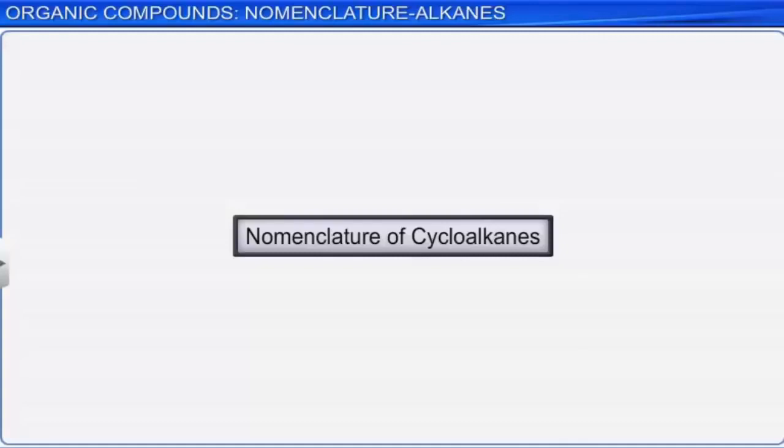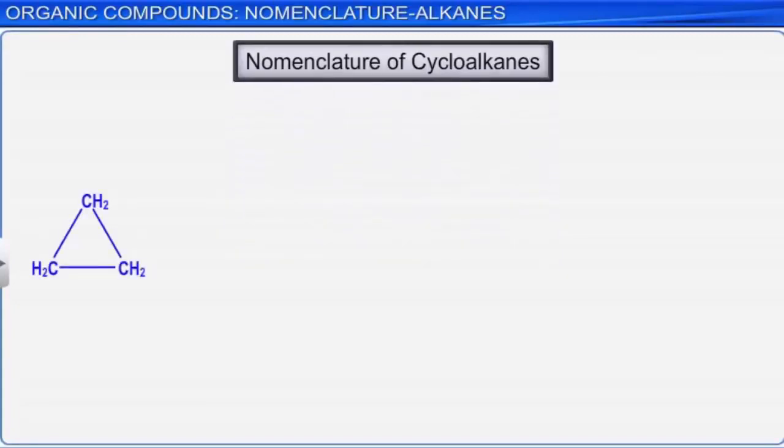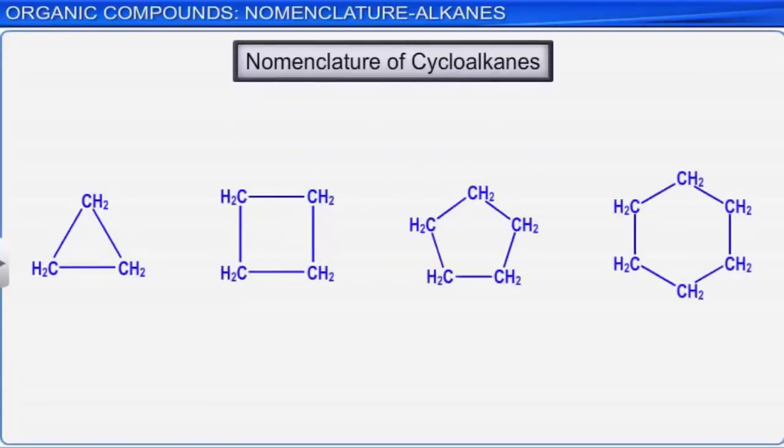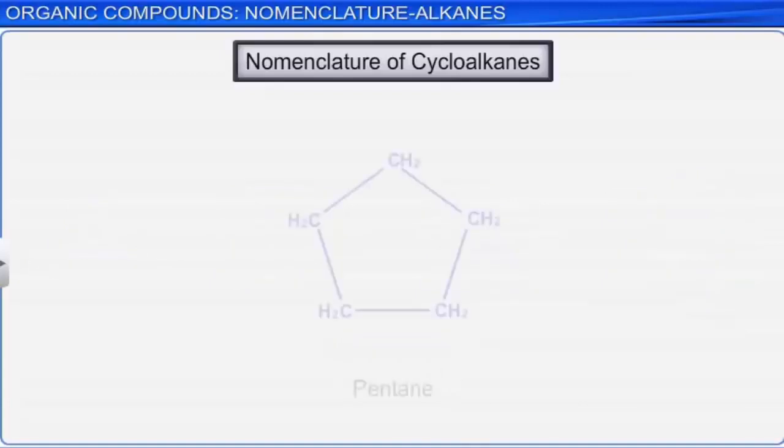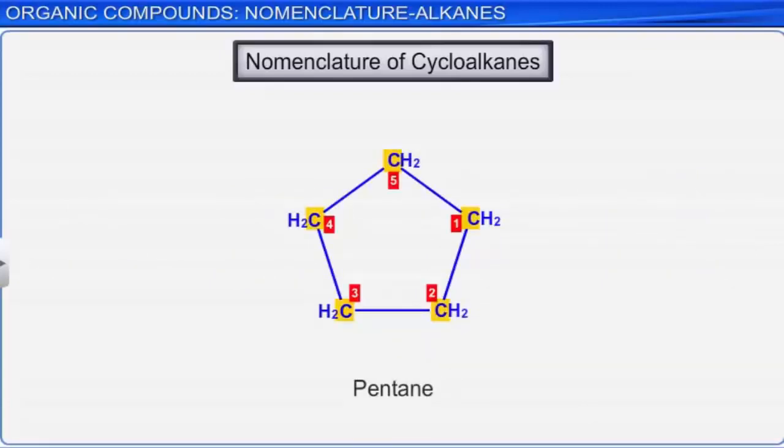Now let's look at the nomenclature for the cyclic compounds, also known as cycloalkanes. Cycloalkanes are saturated compounds containing a ring of carbon atoms. They are named by adding the prefix cyclo to the corresponding straight chain alkane. For example, in a ring consisting of 5 carbon atoms, the prefix cyclo is added to pentane. Hence, the name of the compound is cyclopentane.